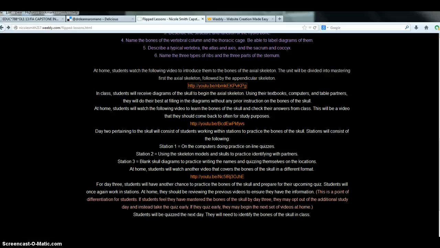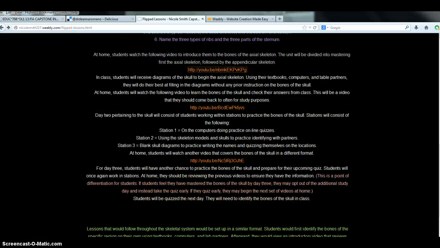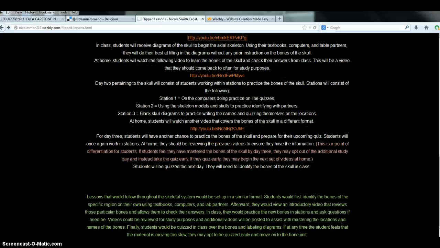If on this third day of practicing they felt that they were ready to assess their knowledge on the skull and they felt that they didn't need any more practice, they could decide to take the quiz that day instead. So they could take the quiz early and then move on to the next set of bones on their own. So this would help those learners that were excelling faster than the others to move ahead. But if there were some students that were still wanting more practice, they could stay with the normal schedule and just continue to practice that day and quiz the following day.